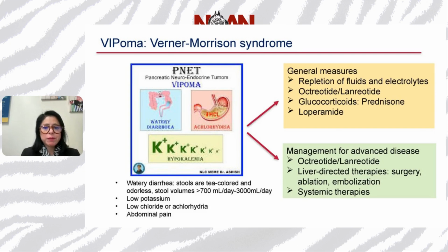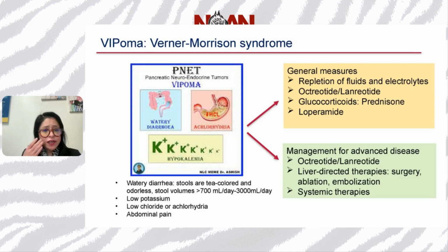So we discussed VIPoma. VIP stands for vasoactive intestinal polypeptide, and the "oma" is because it's like a tumor, right? VIPoma. As I said earlier, this hormone is responsible for regulating the electrolytes in your body, and these patients may present with watery diarrhea, but usually it's a large volume, anywhere from 700 to 3,000 cc's per day.